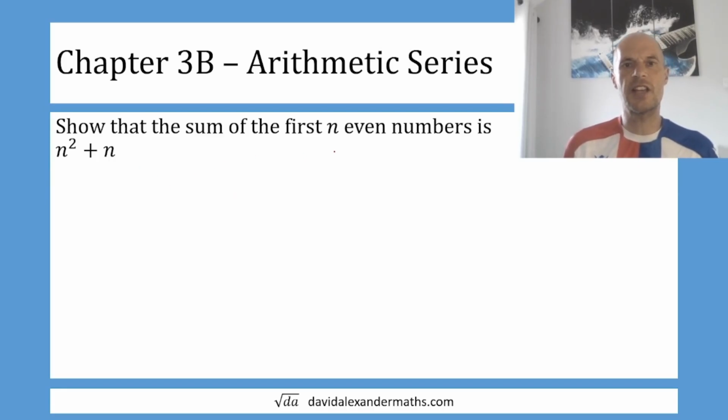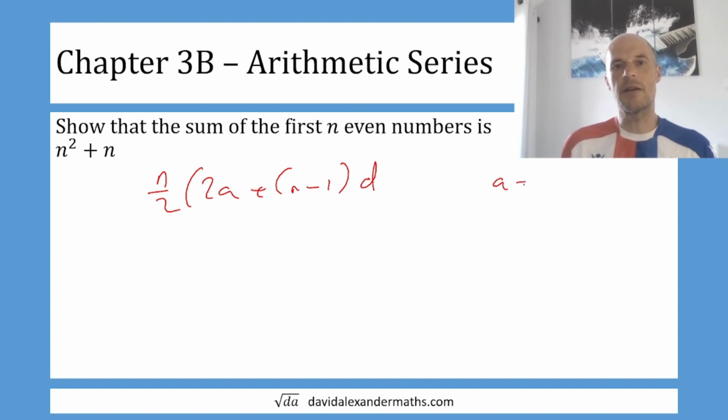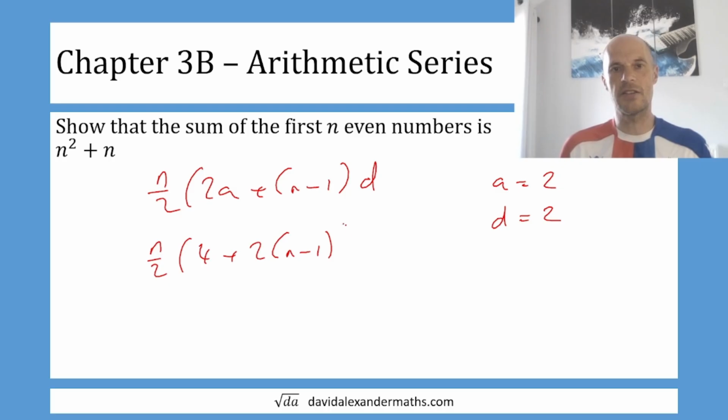Show that the sum of the first n even numbers is n squared plus n. Okay, so we know the formula is n over 2 lots of 2a plus n minus 1 d. So here n is just n. Now a, the first even number is 2, and if we're talking about even numbers, 2, 4, 6, 8, we're going up in 2, so the difference is also 2. So what I have is n over 2 lots of 2a, so 4, plus 2 lots of n minus 1, just sticking the value of the d in front of the bracket there.